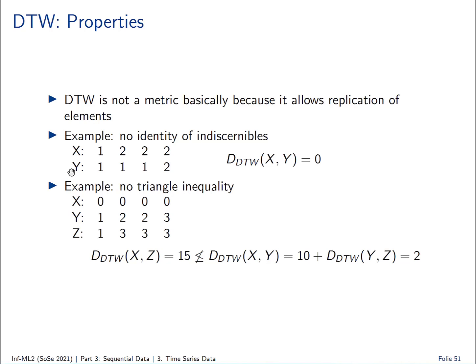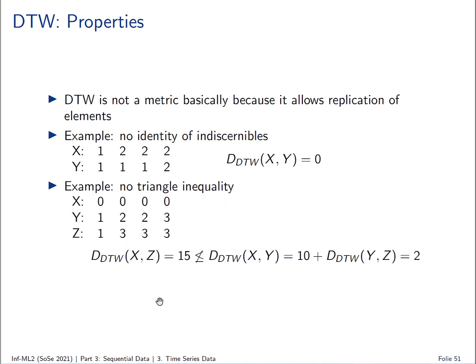Yeah. So a metric says that only if x and y are the same, then the distance should be 0. Or the distance of 0 is equivalent to the fact that x and y are the same, which obviously fails here. This is a counterexample for that. And if you know it a little bit more, the triangle inequality also does not hold.